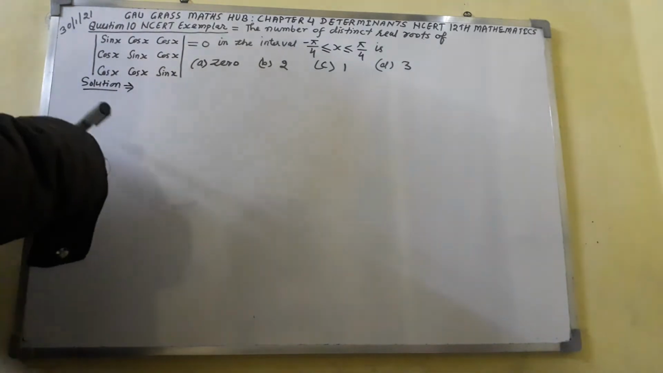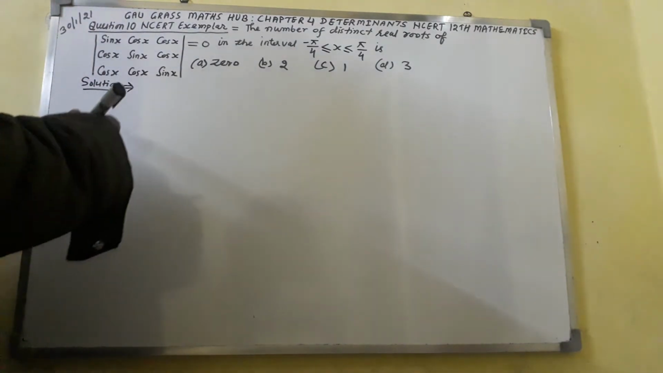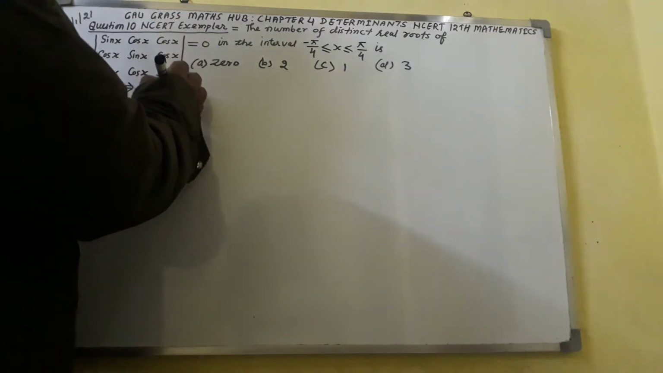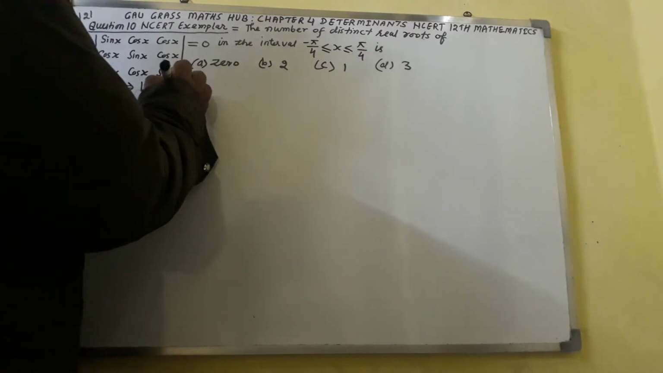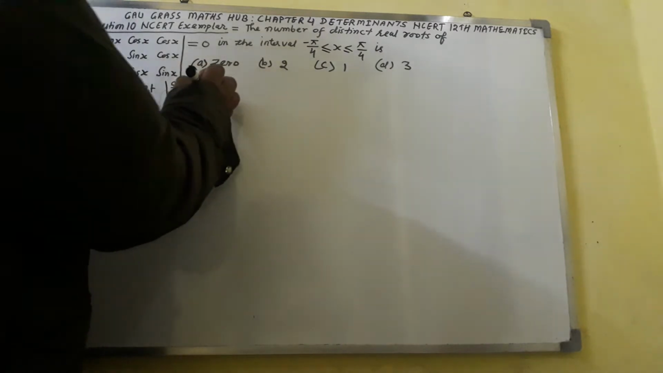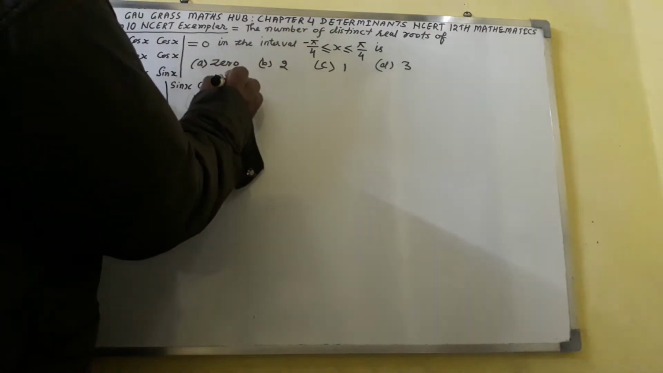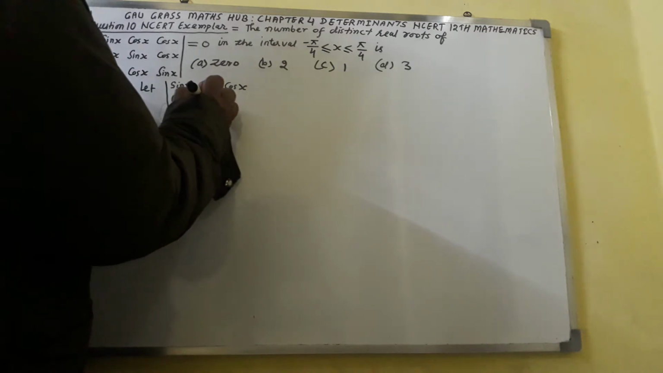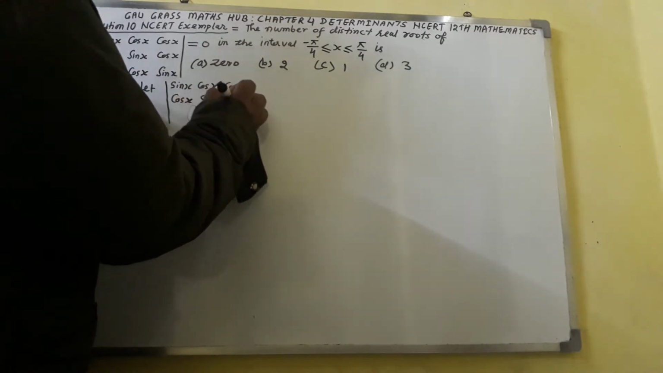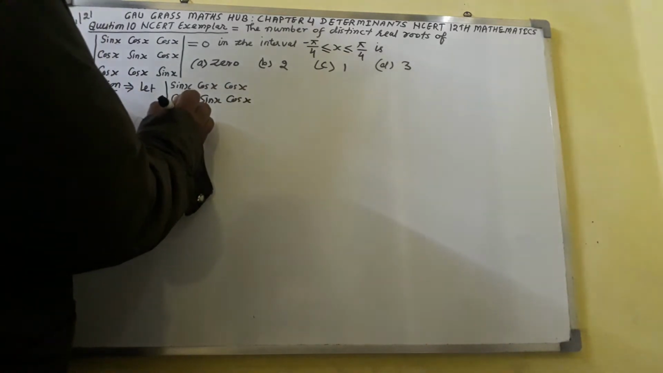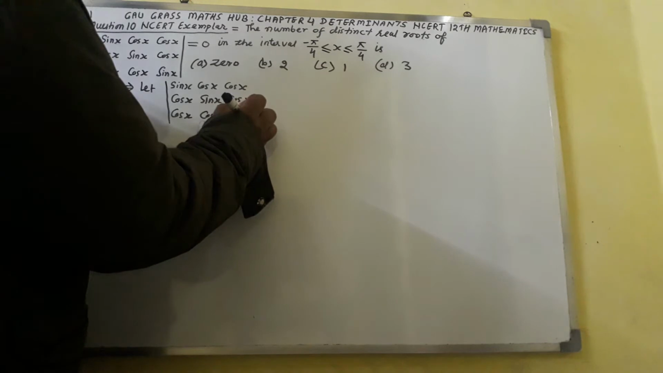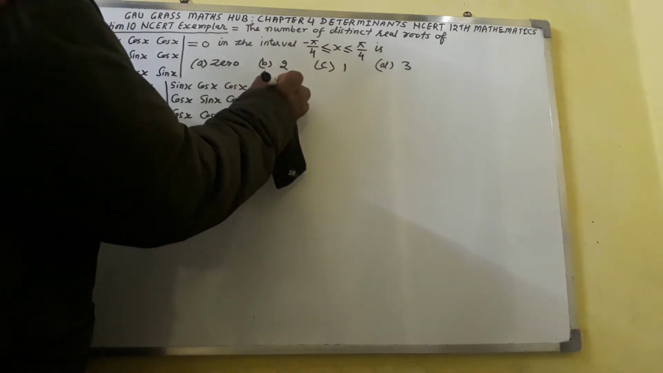Solution implies that, let the determinant with elements of first row sin x, cos x, cos x, elements of second row cos x, sin x, cos x, elements of third row cos x, cos x, sin x is equal to 0.